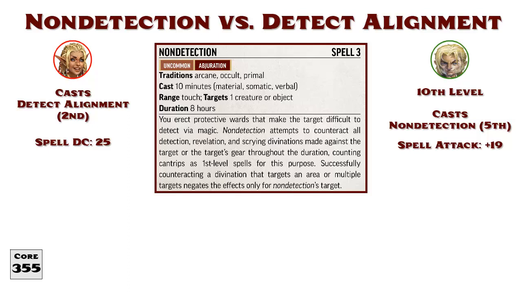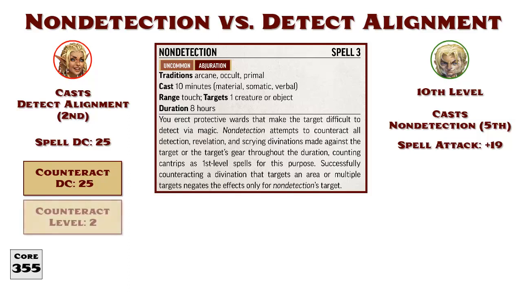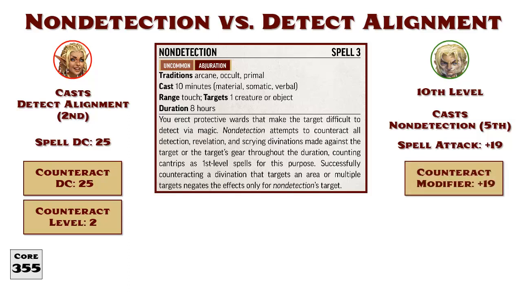As before, let's make sure we have the 4 key bits of information. The priestess's spell DC is 25. So unless there are any special bonuses or penalties included in that, her counteract DC will also be 25. And she casts Detect Alignment heightened to 2nd level, so her counteract level is 2. Lim's spell attack bonus is plus 19. Therefore, again barring any special modifiers, his counteract modifier will also be 19. And he casts his Nondetection spell heightened to 5th level, so his counteract level is 5.